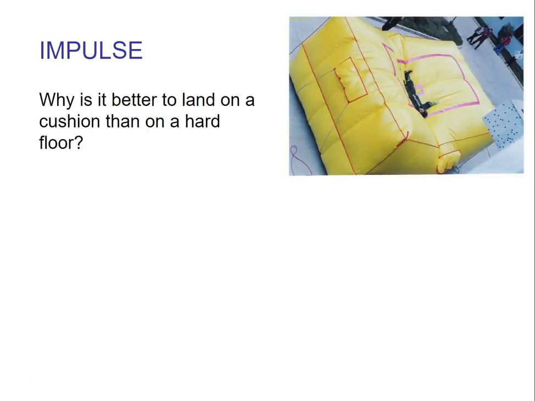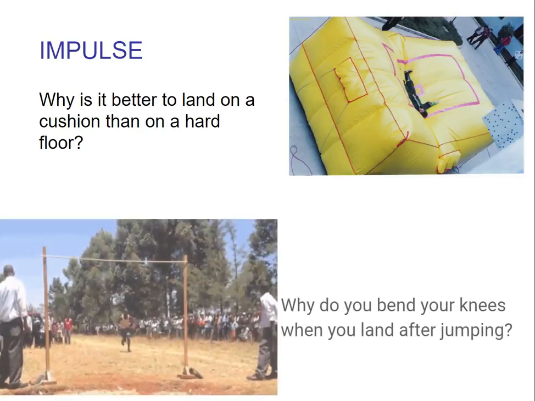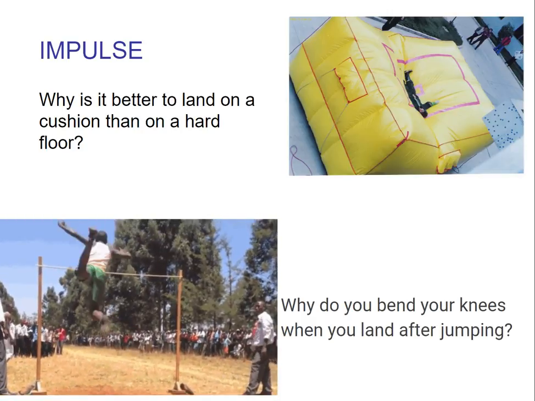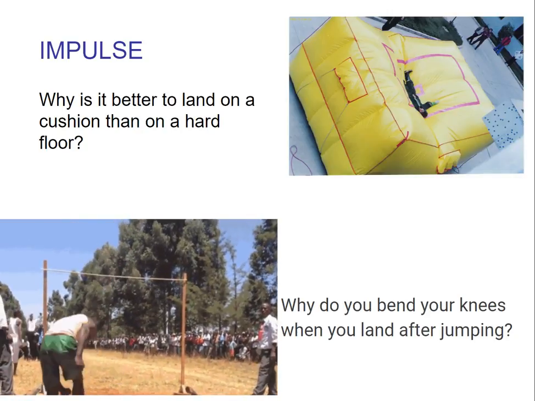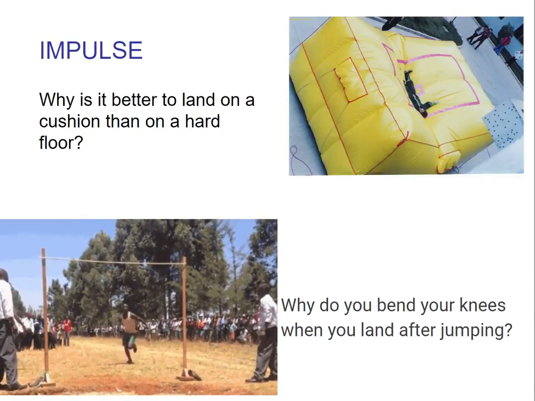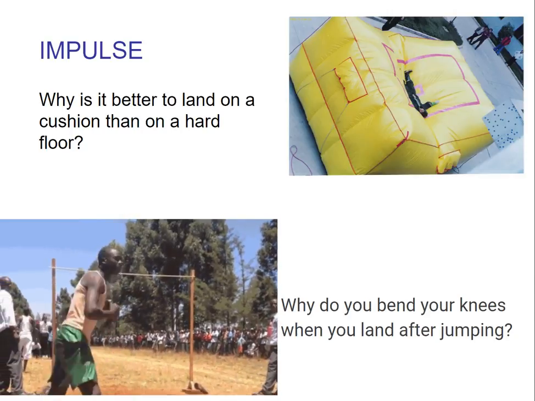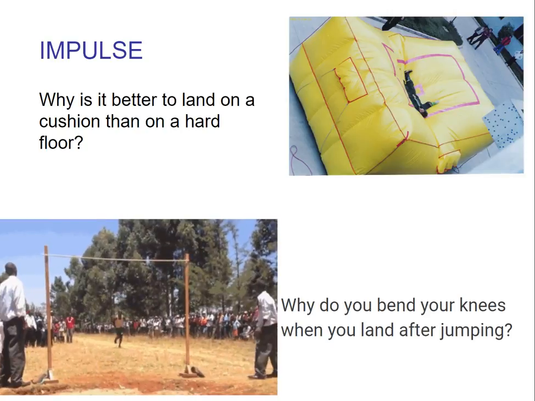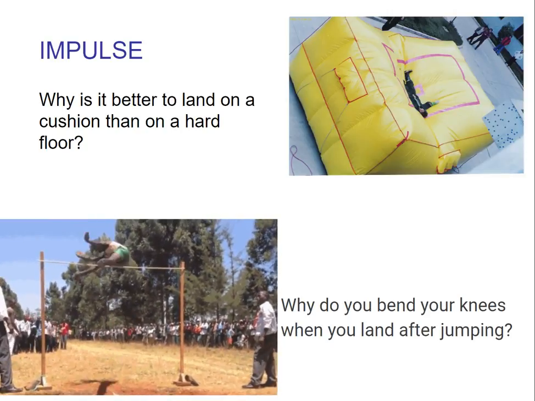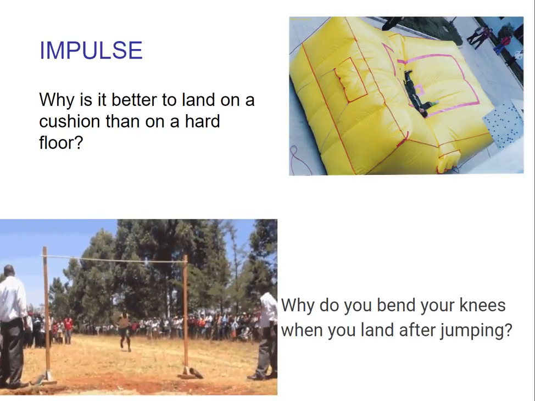Today we're going to look at impulse. Now, before I start, I have two questions. Why is it better to land on a cushion than on a hard floor? Or why, when you jump, you tend to bend your knees when you land? If you have your legs straight and you land, that actually hurts more. And why is that? These are the two questions that we're going to be able to answer after this video.